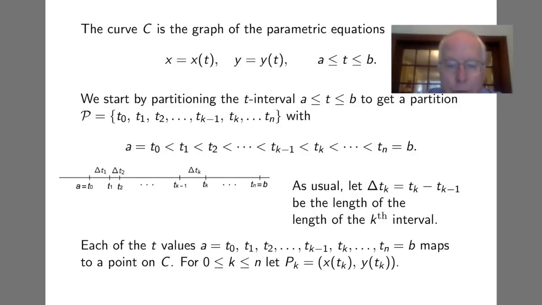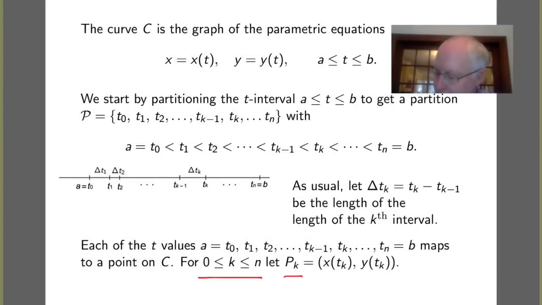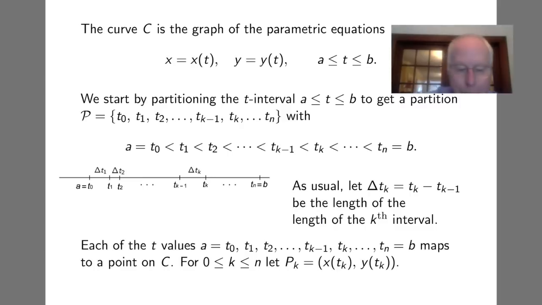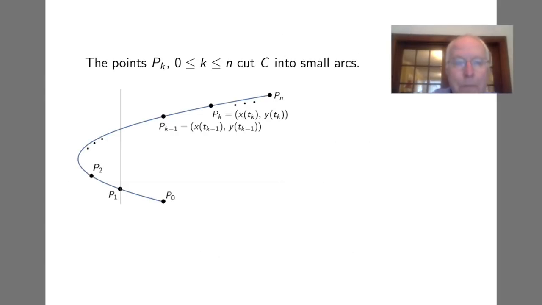Now, each of those t values, t0, t1, t2, etc., when we run them through the parametric equations, x equals x of t, y equals y of t, they give us a point on the curve C. And so for k between 0 and n, we're going to let p k denote the pair x of t k, y of t k. Again, that's just a point on C. And so, in effect, the partition of the t interval is going to lead to a partition of the curve.